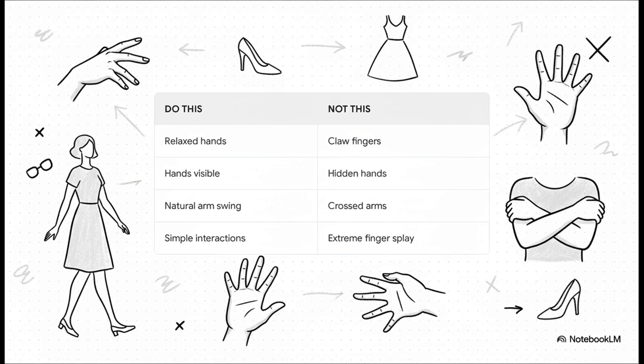AI is famously terrible with them, but you can manage it. You just can't leave it up to chance. You need to create a defined pose library. Rule number 1. Hands must be relaxed and they must be visible. You've got to avoid weird crossed arms and those crazy splayed fingers. I'm telling you, simple rules like this make a huge difference.